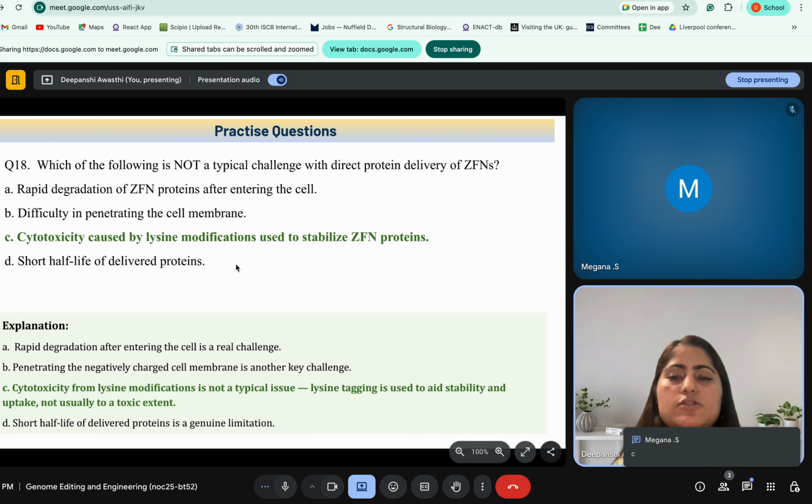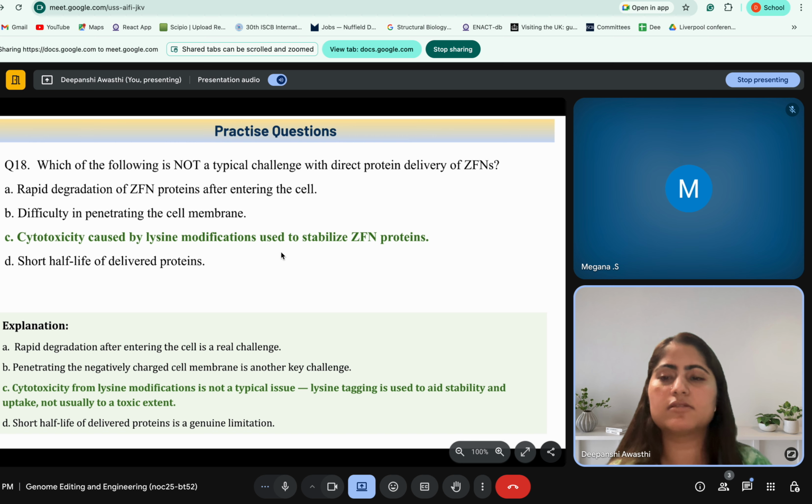Yeah. So this is not a challenge because lysine modifications are generally not toxic. So they are not cytotoxic. That's why this is not the typical limitation, whereas all others are somehow the limitations of the protein delivery of ZFNs.